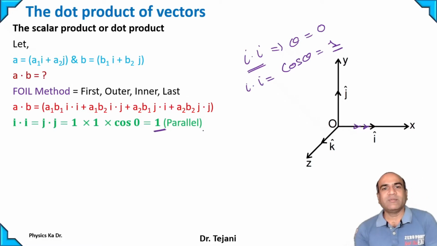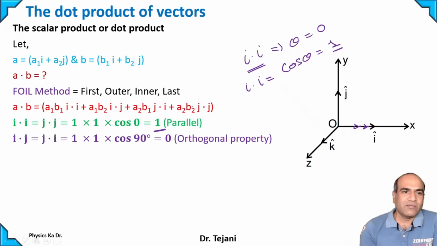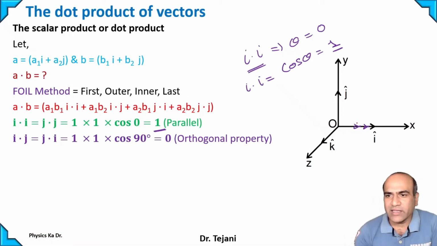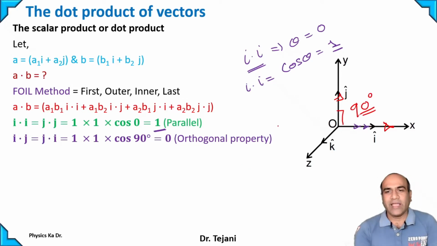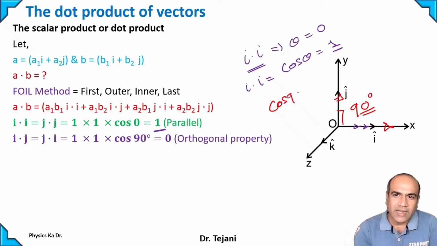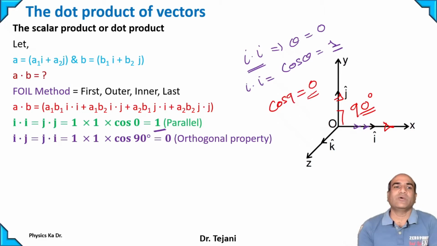So for the parallel, it becomes 1. And when we consider i dot j, this is i and that is j, and theta becomes 90 degrees for the Cartesian. And we know that cos 90 is equal to 0.